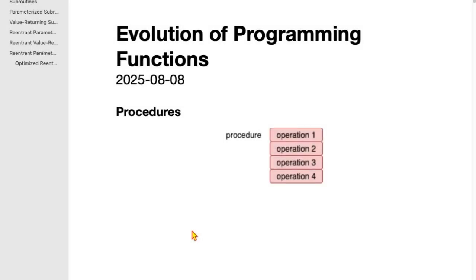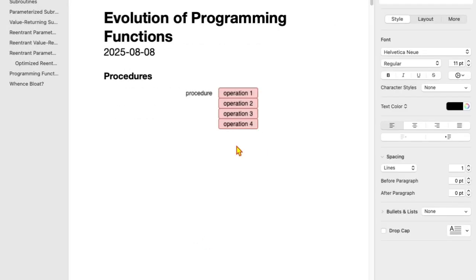The evolution of programming functions. A procedure is just a top-to-bottom sequence of operations. In this simple example, the program consists of 4 operations in sequence. First, there's operation 1, operation 2, operation 3, operation 4. At the assembler level or machine code level, we call these operations opcodes.